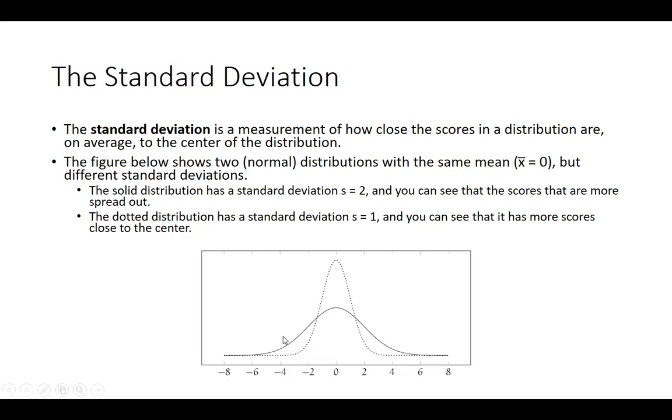The solid distribution has a standard deviation s equals 2, and you can see that the scores are more spread out. The dotted distribution has a standard deviation s equals 1, and you can see that it has more scores close to the center instead of being spread out like the solid distribution.